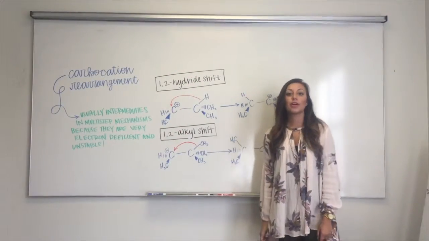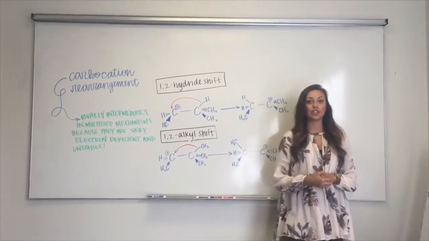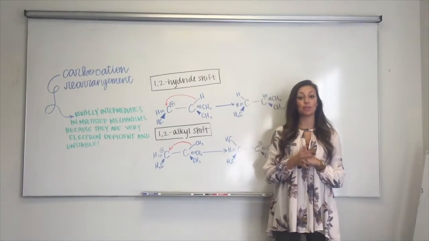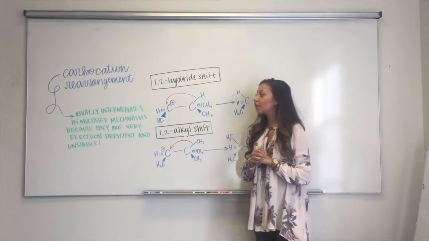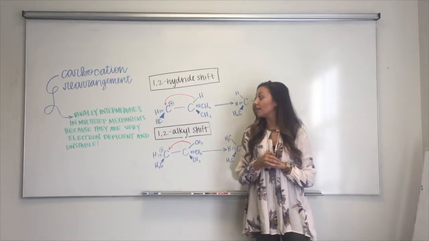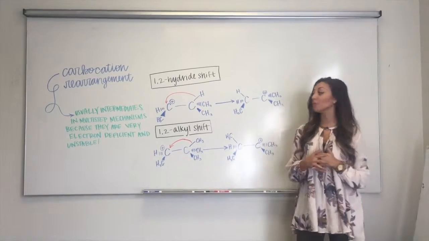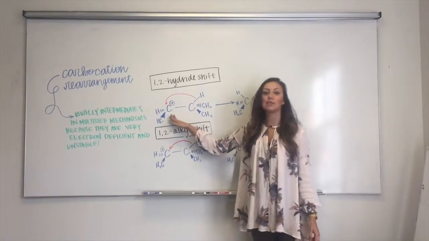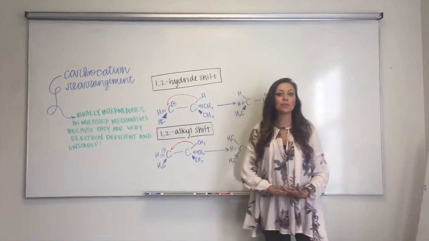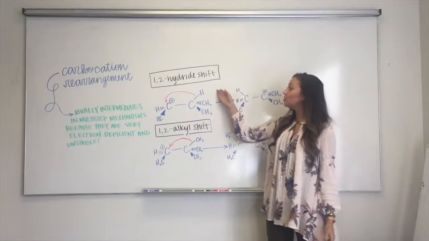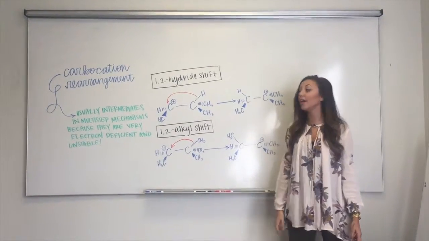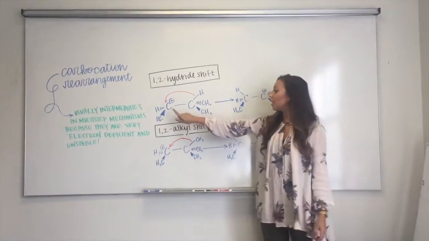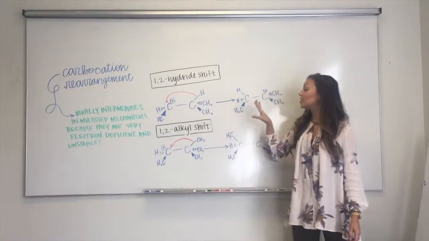The next elementary step that we are going to talk about is the carbocation rearrangement. And this elementary step is very important because carbocations are extremely unstable in reactions, and they're usually intermediates in multi-step mechanisms because they are very electron deficient and unstable due to the positive charge on a carbon, making it very reactive, and it also is missing its octet. So a couple of examples of carbocation rearrangements are a 1,2 hydride shift, which uses a hydride ion, which is this H here, and it's going to move from your carbon number 2 to your positively charged carbon number 1 in order to stabilize it further.